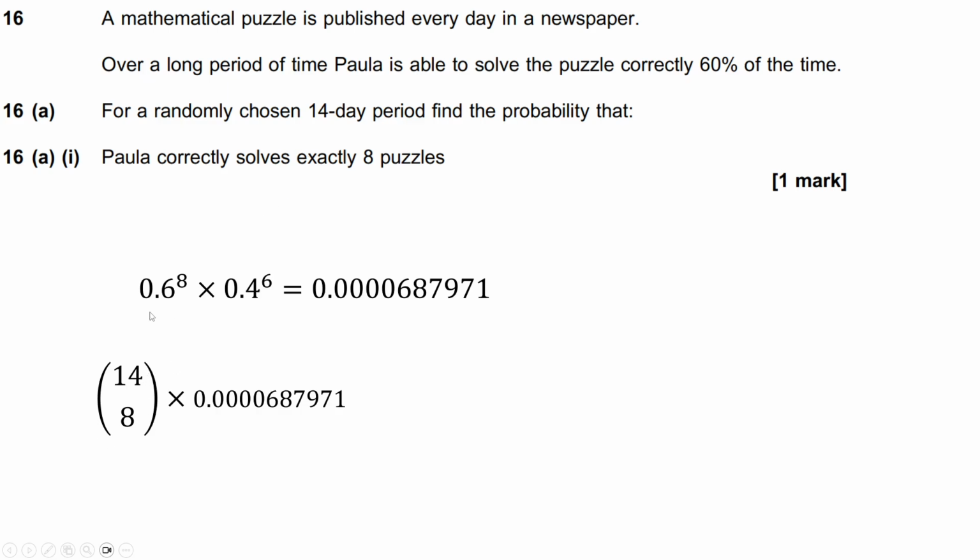But what are the different number of ways you can arrange the 0.6 if you drew it out? So if you had, say, day 1, day 2, day 3, all the way up to 14, how many ways can you arrange the 0.6 if you have 8 of them? Okay, that would be 14 choose 8 ways. And if you multiply that by this probability here, you'll get 0.207, which is your answer.